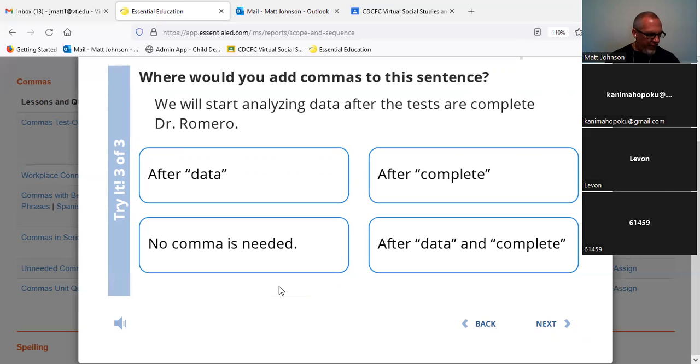Romero. So one of our clues here is that we have a name, right? We have a specific name. So it looks like we're going to set that off. We're addressing this Dr. Romero. We will start analyzing data after the tests are complete, comma, Dr. Romero.